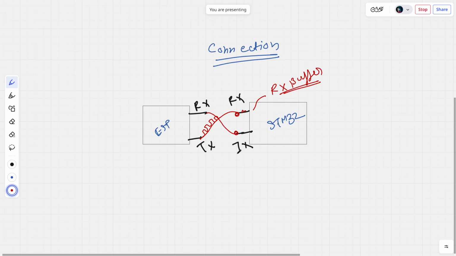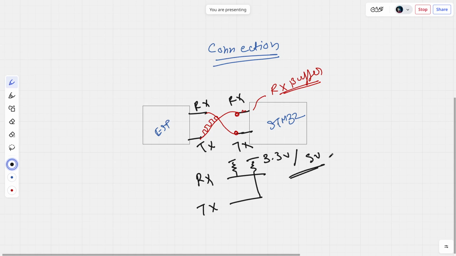One more important piece of information is that both RX and TX pins of both microcontrollers are pulled high. They have internal pull-ups. That means 3.3 volt or 5 volt, whatever logic level your device supports, they are always pulled high. So RX and TX pins are pulled up by default.